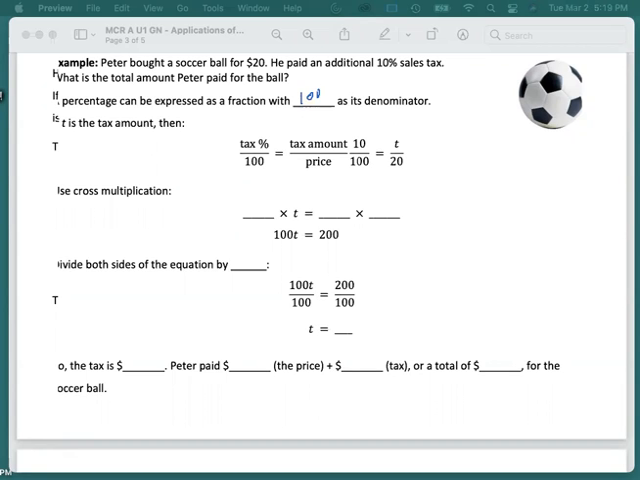So we have 10, like 10% over 100 equals the tax amount T over 20, which was the cost of the ball. And if we cross multiply, we have 20 times 10 and 100 times T. And then 20 times 10 is 200. 200 divided by 100 is 2. T equals 2.